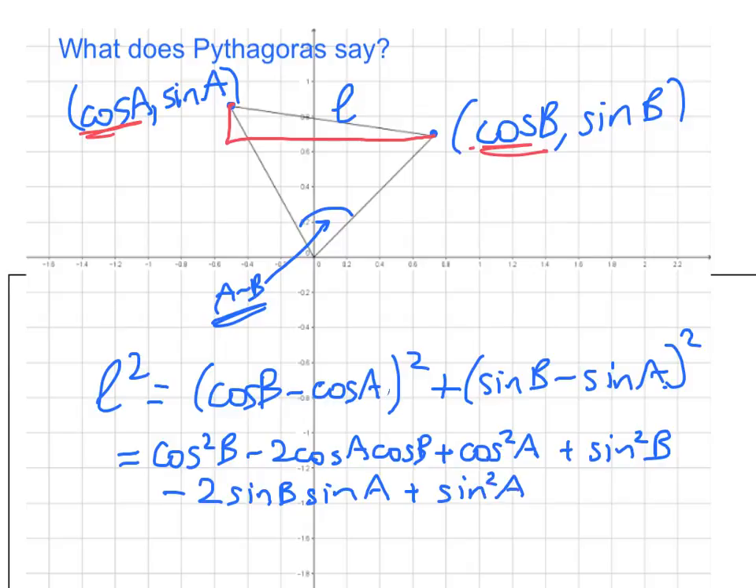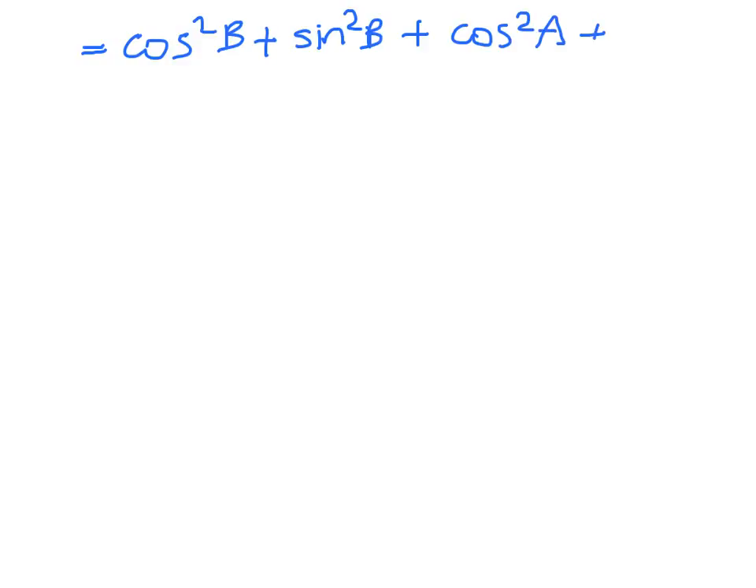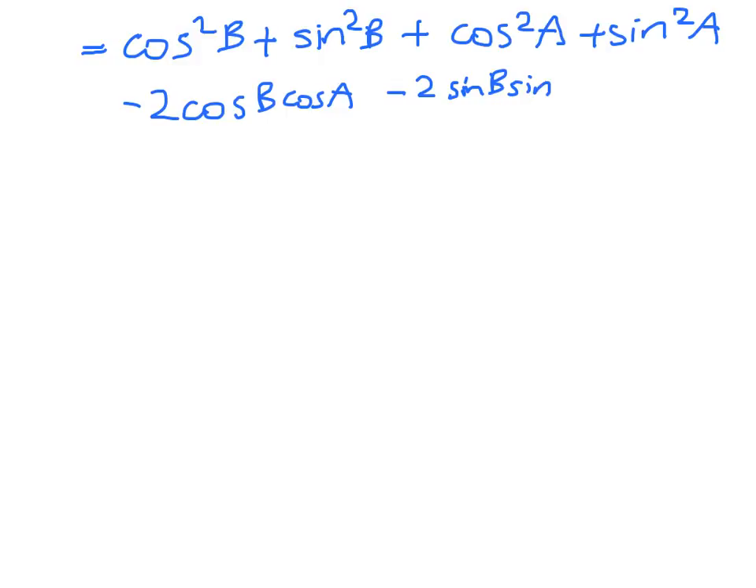Right, and onto a new slide. So in here we're going to group some terms up so we can see some patterns. So cos squared of B plus sine squared of B, and we've got plus cos squared of A plus sine squared of A. So we've got all our squared terms sitting up the front. Then we've got minus 2 cos B cos A. And we've got minus 2 sine B sine A.